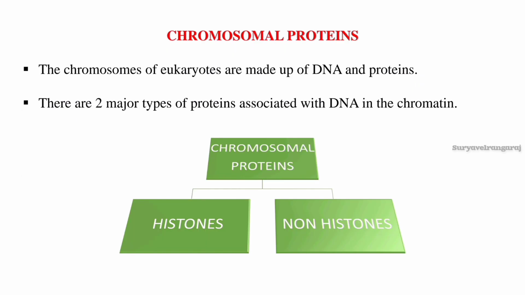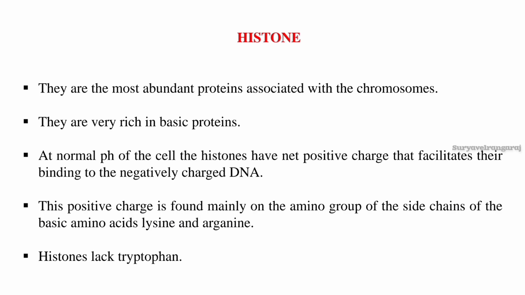Chromosomal proteins. The chromosomes of eukaryotes are made up of DNA and proteins. There are 2 major types of proteins associated with DNA in the chromatin: histone and non-histone. Histones are the most abundant proteins associated with the chromosomes. They are very rich in basic amino acids. At the normal pH of the cell, the histones have a net positive charge that facilitates their binding to the negatively charged DNA. This positive charge is found mainly on the amino group of the side chains of the basic amino acids lysine and arginine. Histones lack tryptophan.